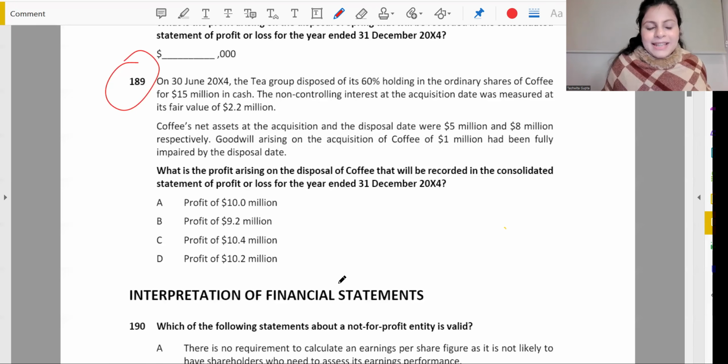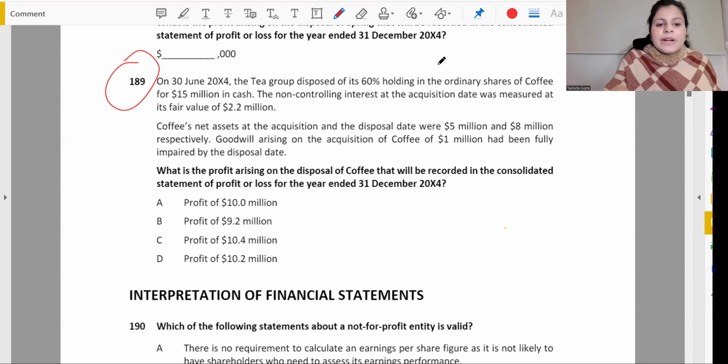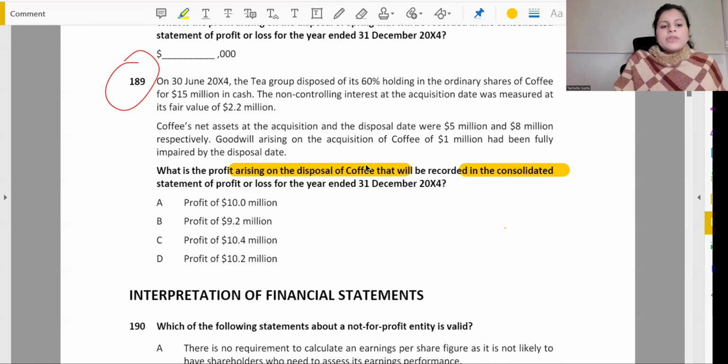Okay, let's go. What's my requirement? What's the profit arising on disposal of coffee that will be reported in consolidated statement of profit and loss? Once again, you are disposing of a subsidiary. So you will apply that happy sad formula. So they said you disposed 60% holding.